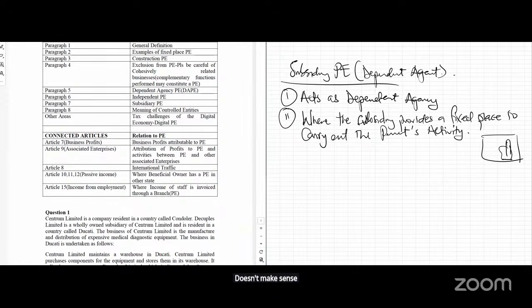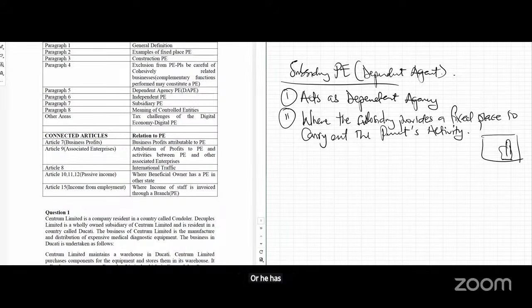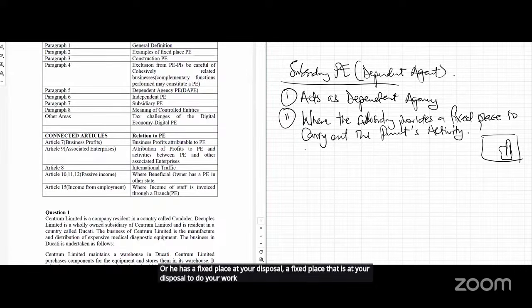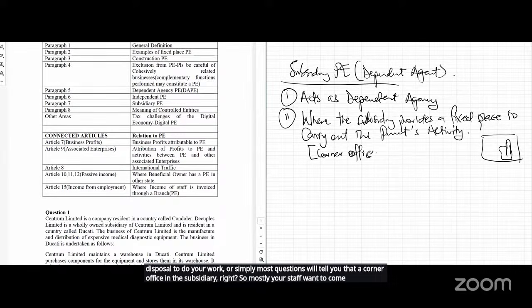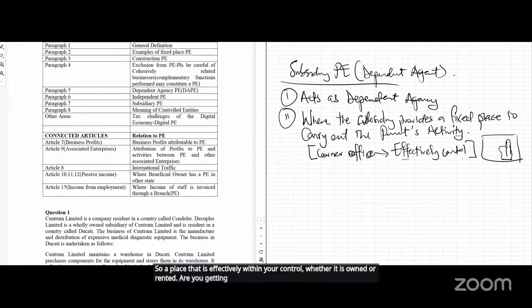So a subsidiary in itself is not a separate PE definition. But if the subsidiary acts as a dependent agent on your behalf, or he has a fixed place at your disposal to do your work, or simply, most questions will tell you a corner office in the subsidiary, right? So mostly your staff want to come to Ghana, right? But the subsidiary gave them a small office which is effectively within their control, right? So a place that is effectively within your control, whether it is owned or rented, are you getting it? Becomes a place at your disposal. So it creates a PE. Does that make sense?